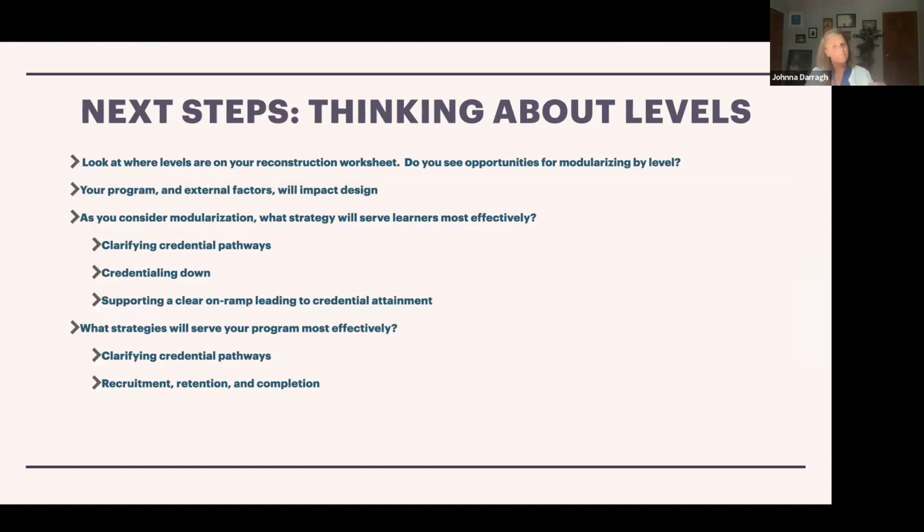And again, this is a revisiting of previous content, but keeping in mind that your program and external factors are going to influence design. And we're going to spend a lot of time delving into that today. And I think this is an important point. Over the course of my experience with instructional and program design, if I use the learners and the field as my target lens, things can be a lot clearer. If you think about the learners and what they need in terms of clarifying credential pathways, the opportunity to credential down, supporting a clear on-ramp that can potentially lead to credential attainment, I find that the most clarifying lens. If I think about the program, oh my gosh, that is going to be tedious.